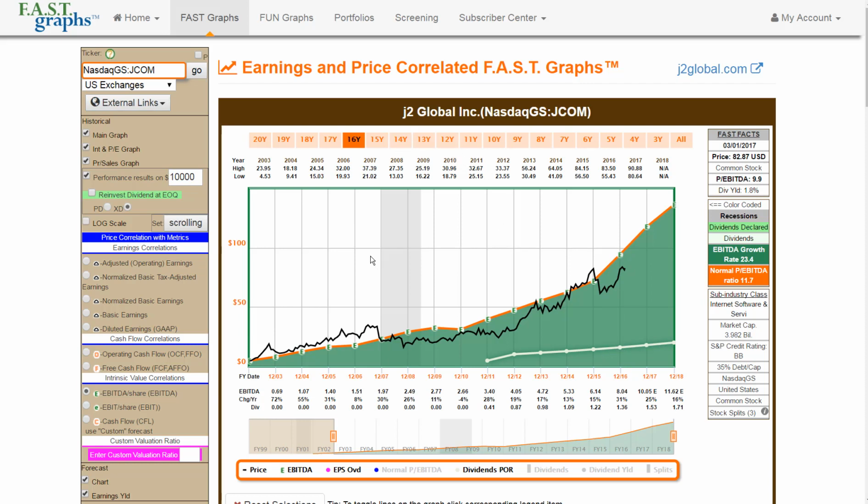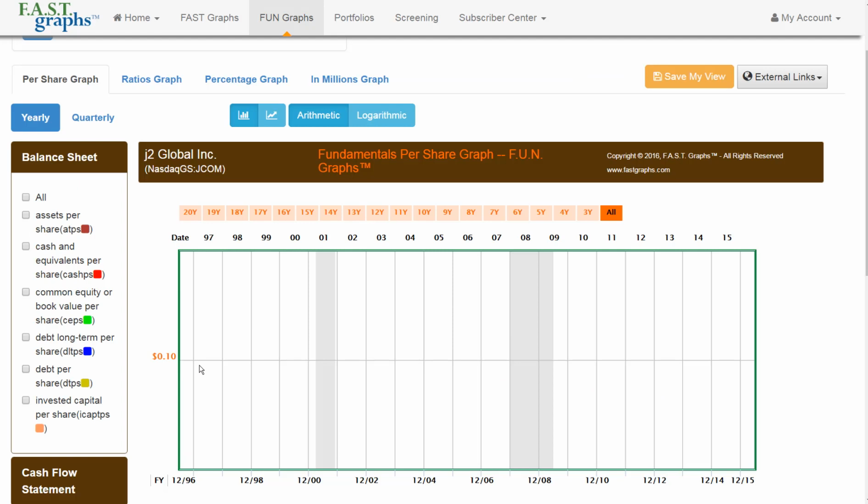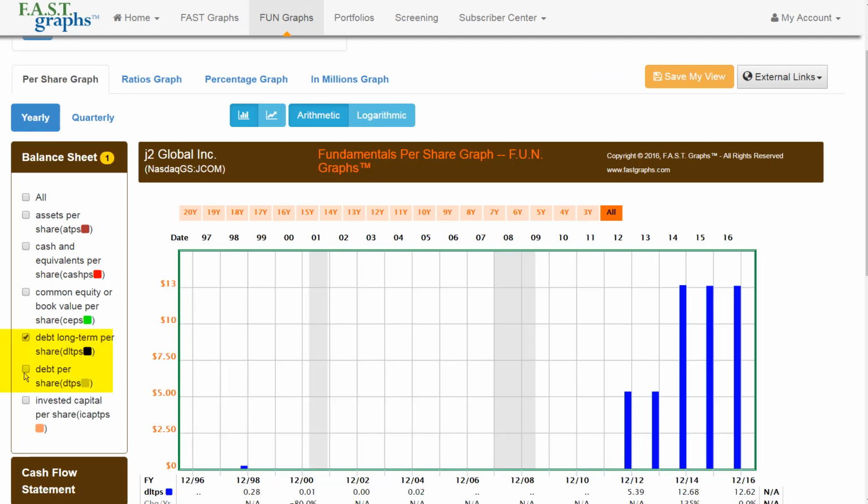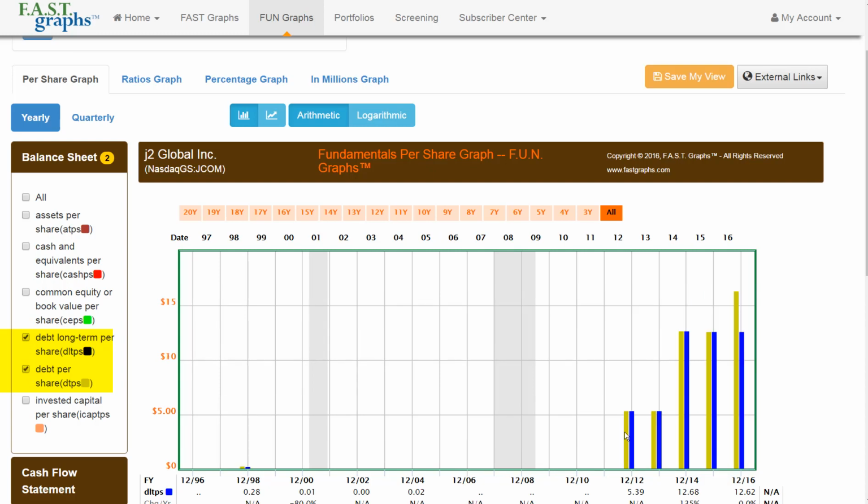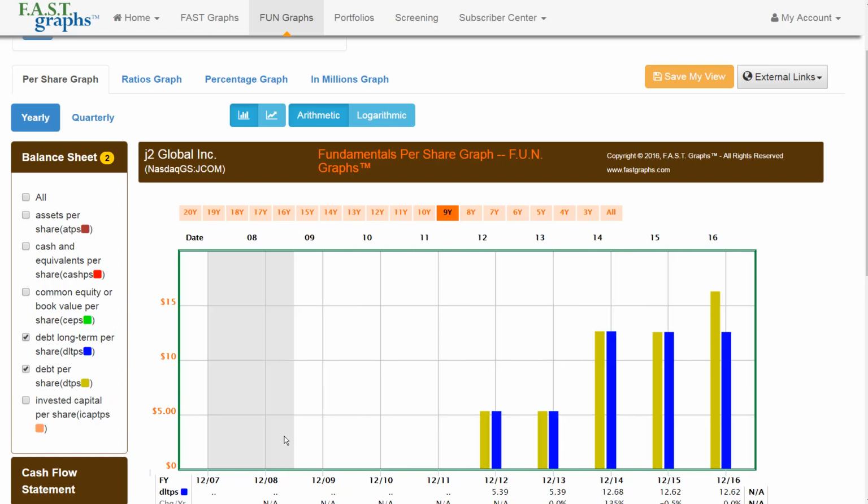So now I'd like to take a deeper look into some of the fundamentals and turn to the financial underlying numbers, or what we call F.A.S.T. Graphs, and look at some of the balance sheet items, profitability, and other important metrics. I'm going to start out by looking at some key balance sheet metrics. I'm going to look at long-term debt per share and total debt per share. And there's a couple of things that are important when you're examining this, and I'm going to shorten the time frame. You can see that the company really had virtually no debt up until 2012.